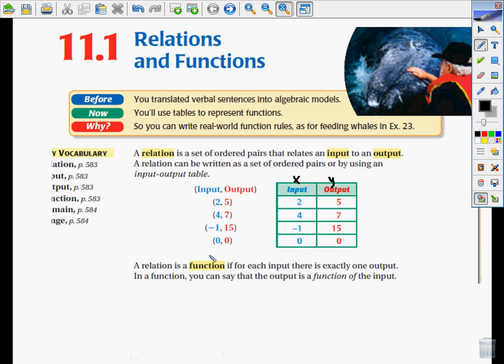A relation is only a function if for each input there's exactly one output. So every input has to have only one output. So the number 2 can't be outputted to 5 and be outputted to another number. It can only be outputted to 5 up here. In a function, you can say that the output is a function of the input. So 5 is a function of 2, 7 is a function of 4, etc.